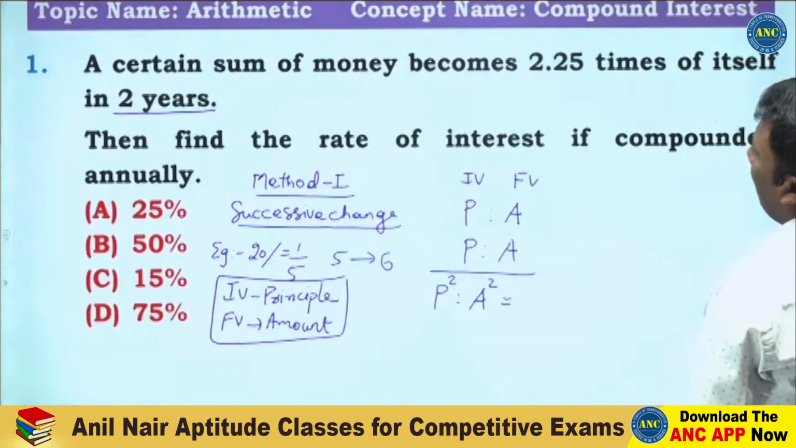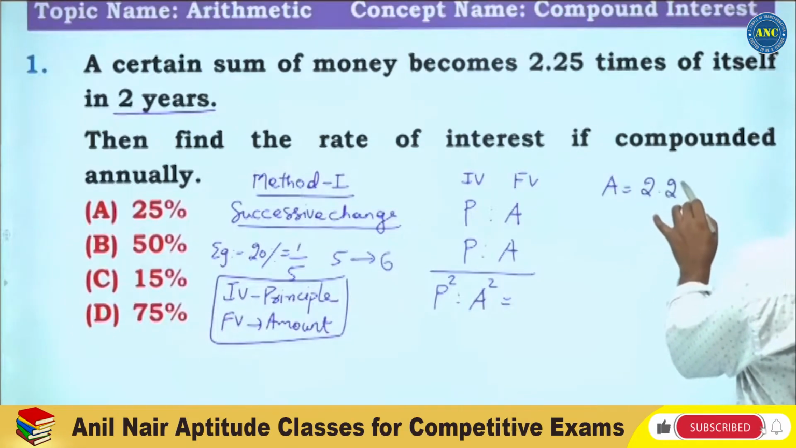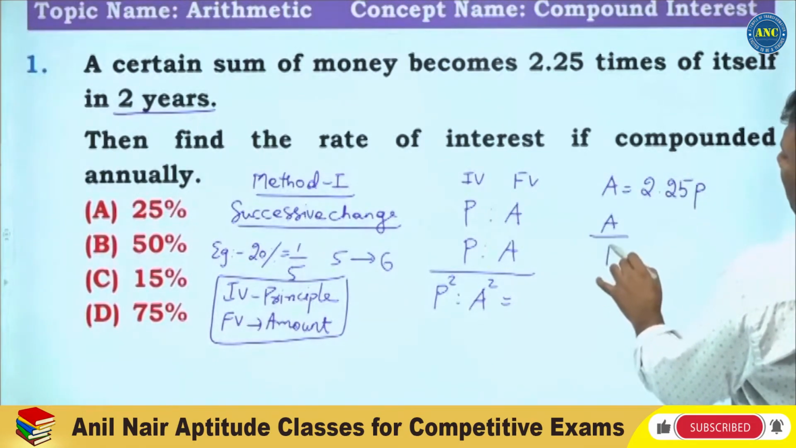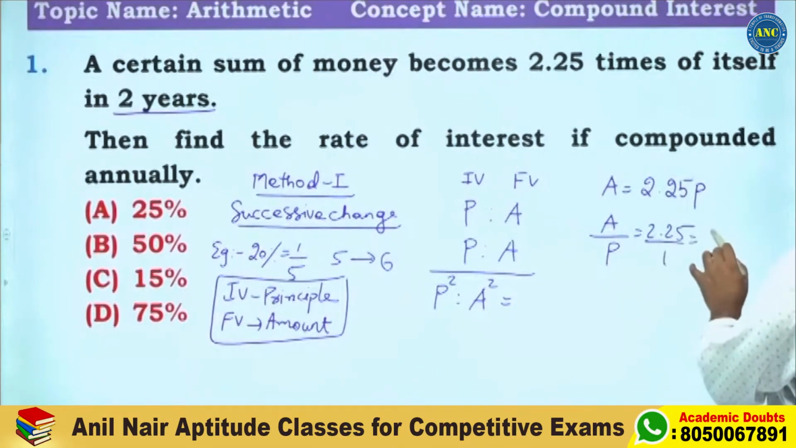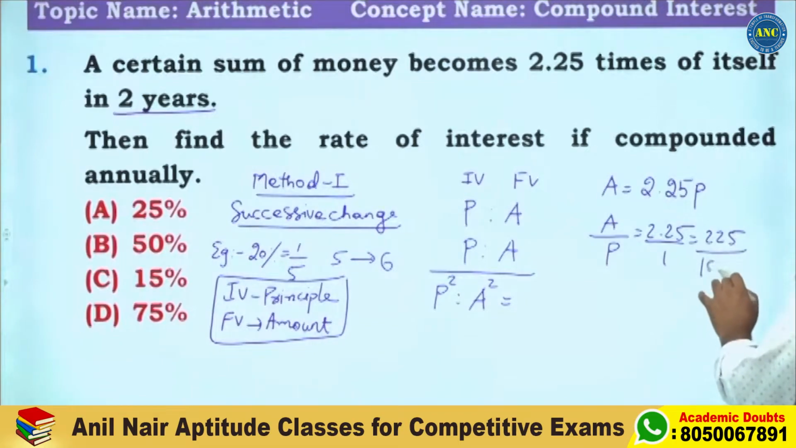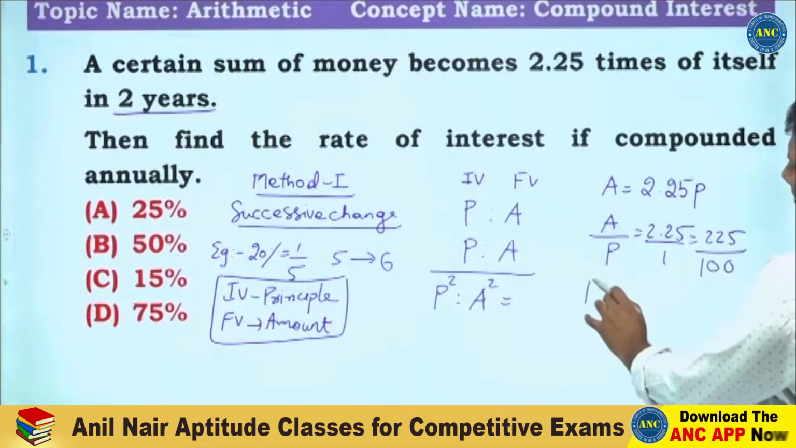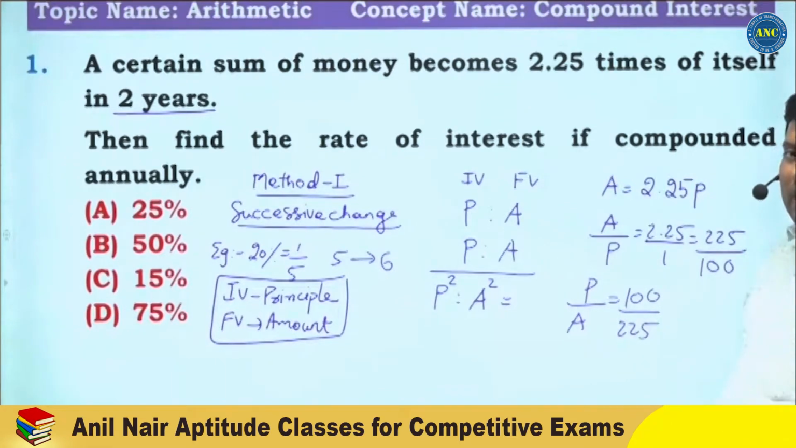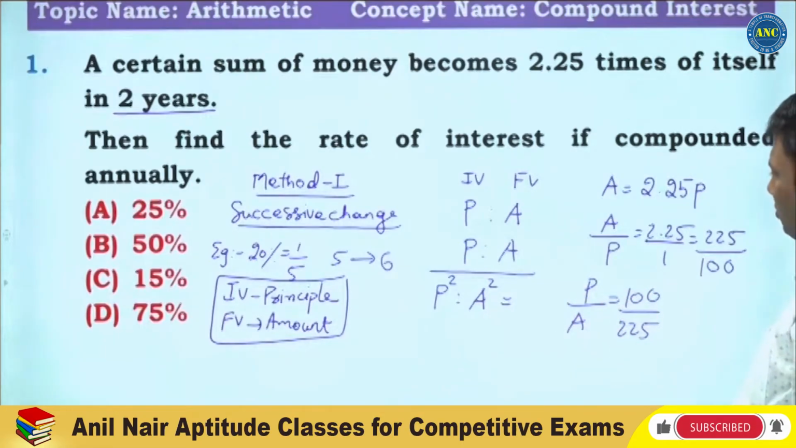A certain sum of money is becoming 2.25 times of itself. That means A by P is 2.25 by 1, which is 225 by 100. So P by A will become 100 by 225. I hope it is clear. So P square is to A square.